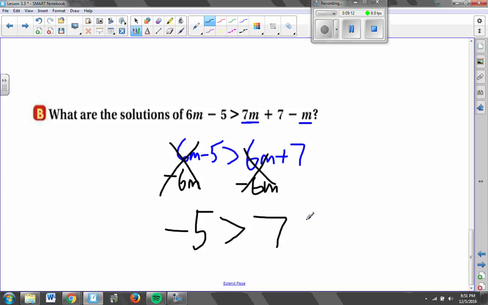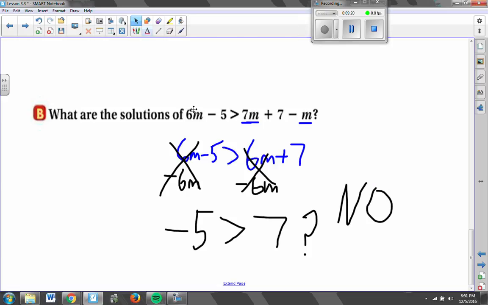Is negative 5 greater than 7? That's the question I have to ask. Is it greater than 7? No. No, it's not. So the solutions here, we would say no solutions. Okay? No solutions. Because what I'm left with once all my variables disappear is not true. Not true, no solutions. Okay?